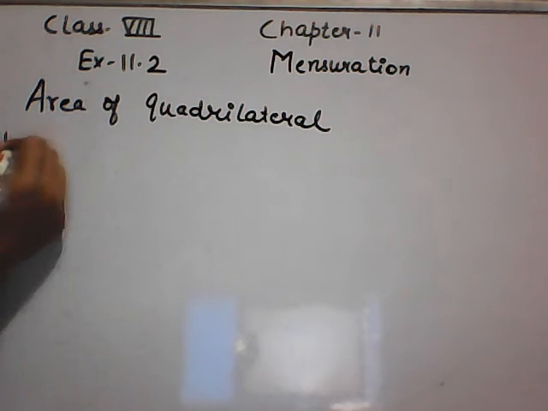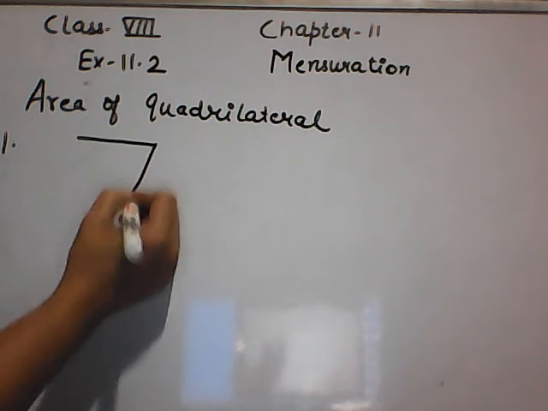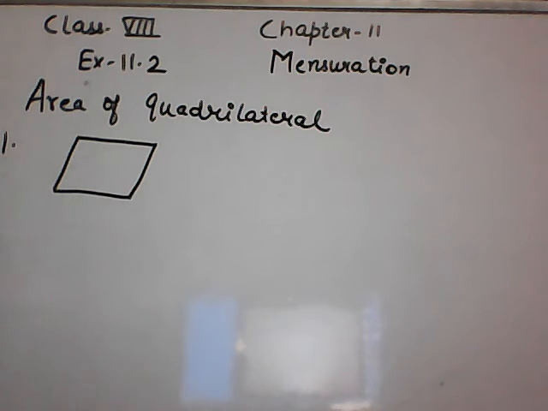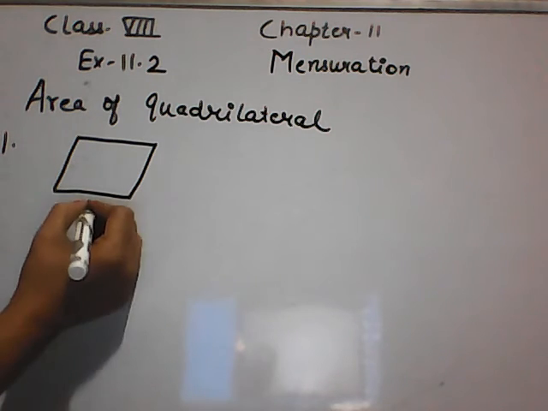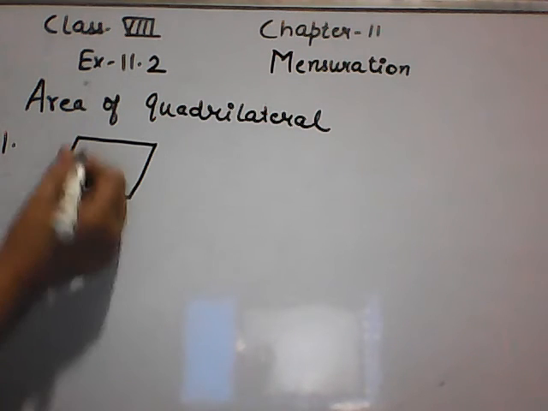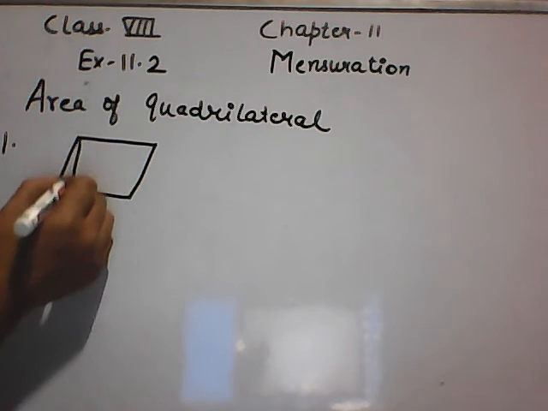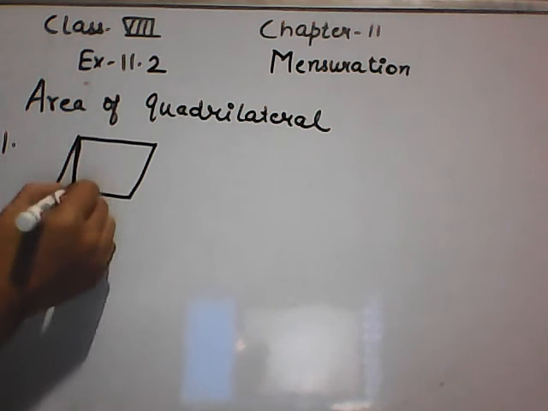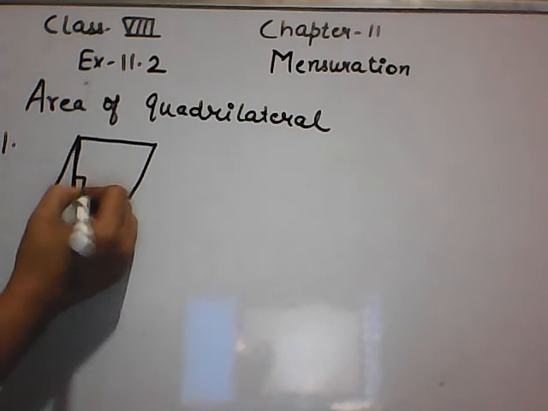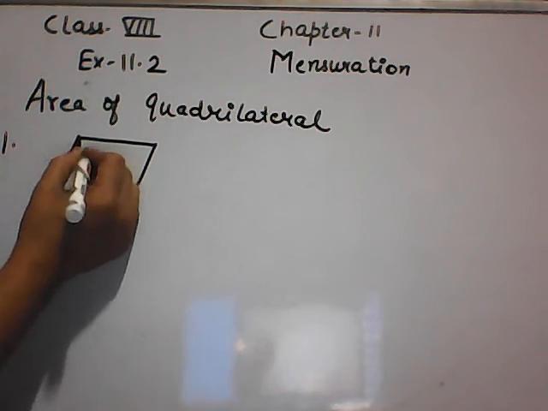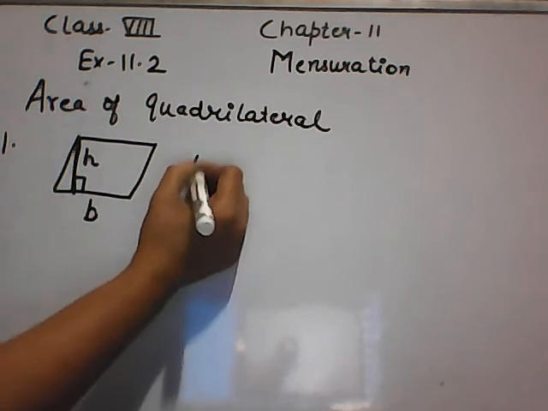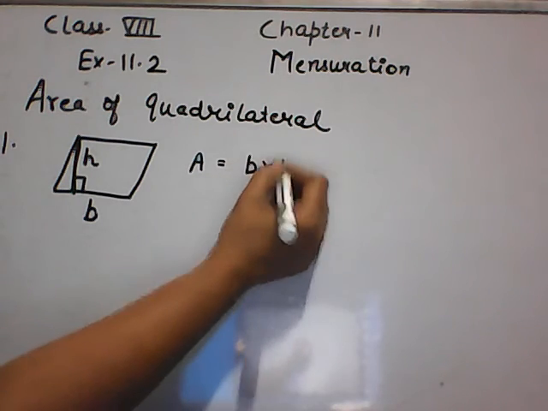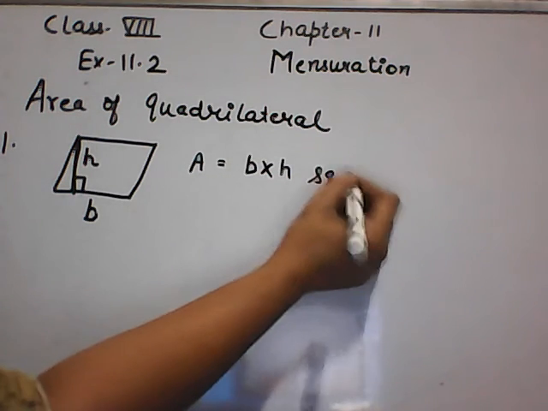Suppose a parallelogram is given to you and you have to find the area of the parallelogram. This is the base of the parallelogram. Suppose there is a perpendicular from this vertex to the base. It is the height h. So the area of the parallelogram will be base multiplied by height square units.